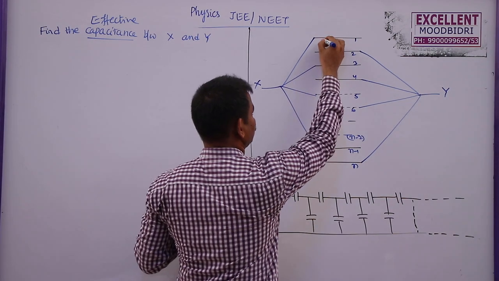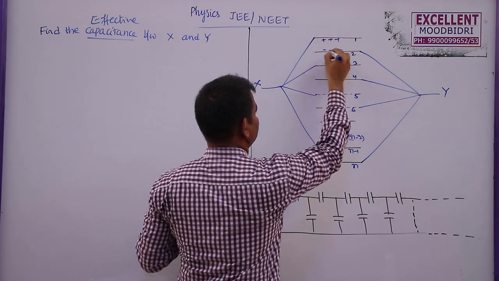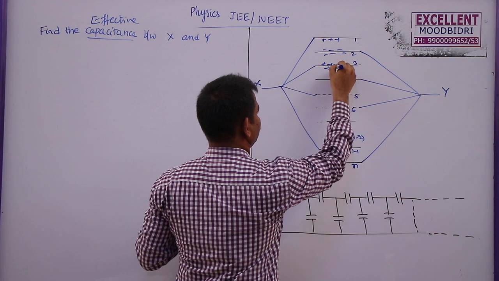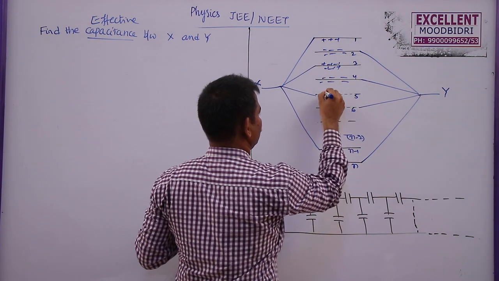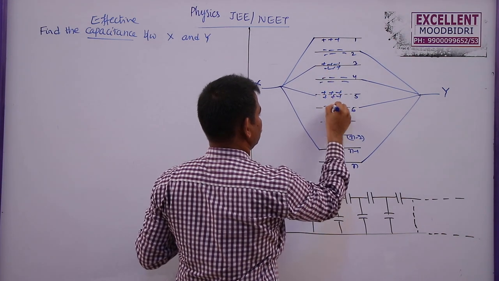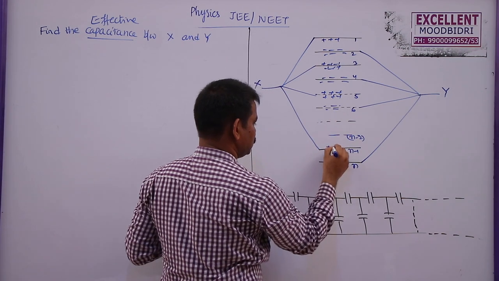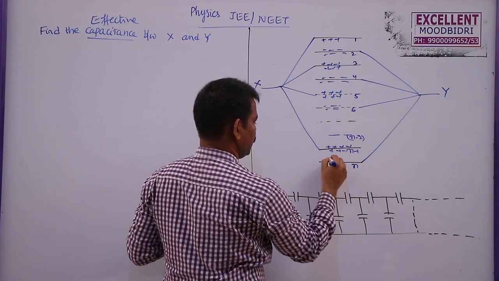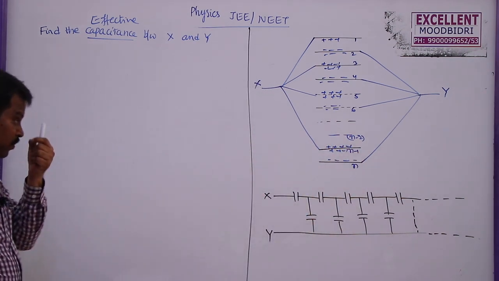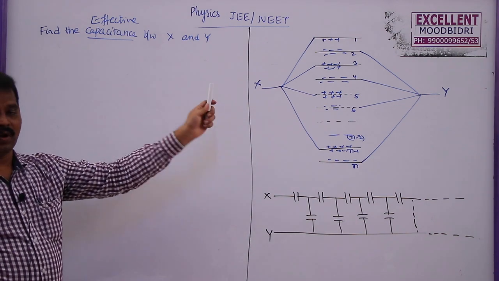So alternately positive and negative. This is a positive plate, this is a negative, this is positive, this is a negative, this is positive, this is a negative, and like this. And finally this is positive, this is a negative plate. Now, when plates are connected like this, what happens?